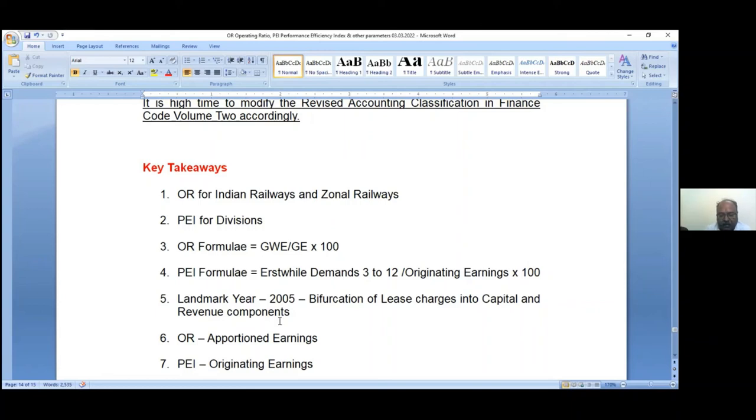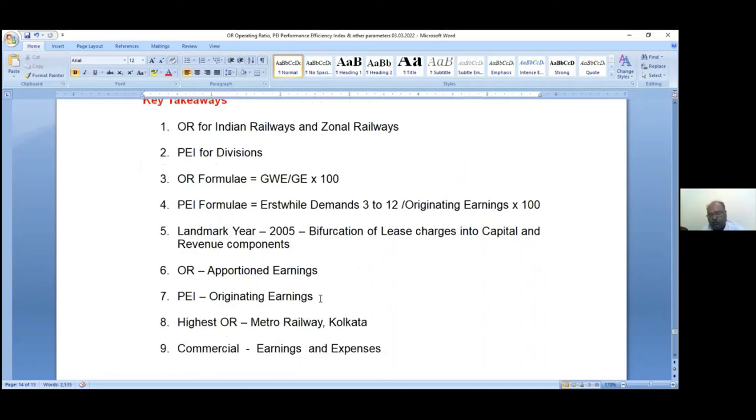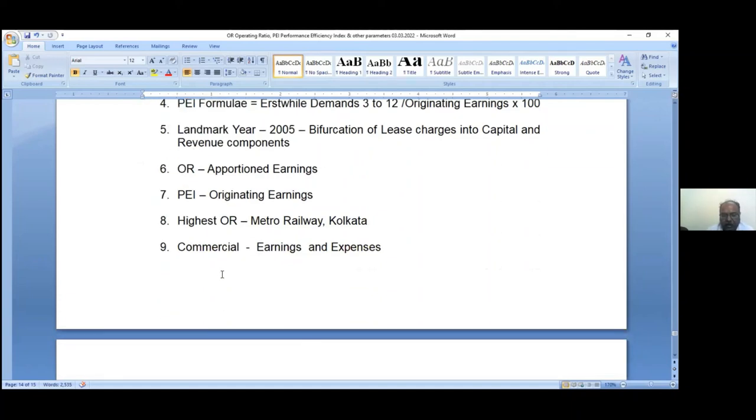What is the landmark year for the operating ratio? It is 2005, because in that year there was the bifurcation of lease charges into capital and revenue components. OR always takes apportioned earnings, PEI takes originating earnings. The highest operating ratio is for the Metro Railway. A few years back it was almost 450 to 500 percent. That means for every 100 rupees of earnings, the expenses were 500 rupees, five times. Now it is reduced to almost 250, 200. Still it is high.